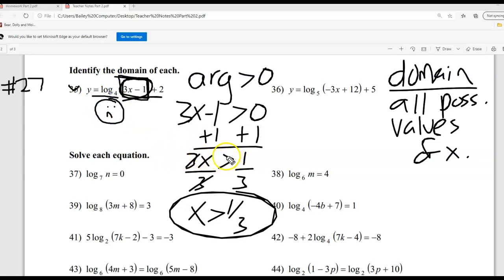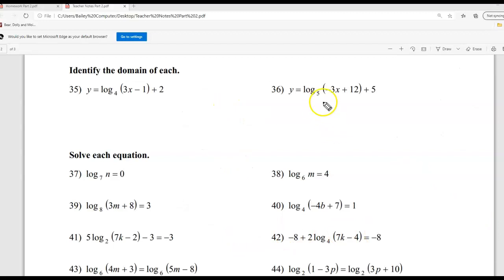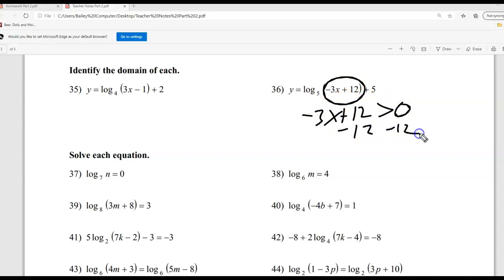So, how do you find the domain? You set the argument greater than 0 and solve for x. Pretty straightforward. Now, there is a little bit of a difference here when you're talking about some problems. So let's take a look at this one. For this one, the argument has to be greater than 0, right? So we minus 12. And we divide by -3.